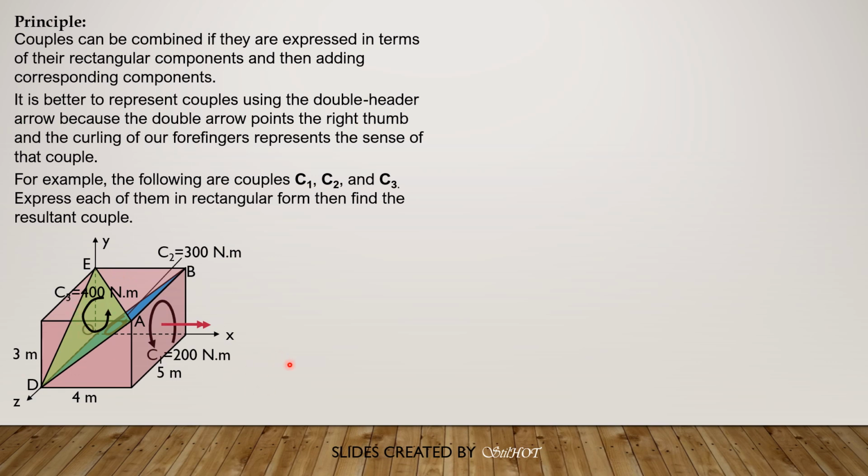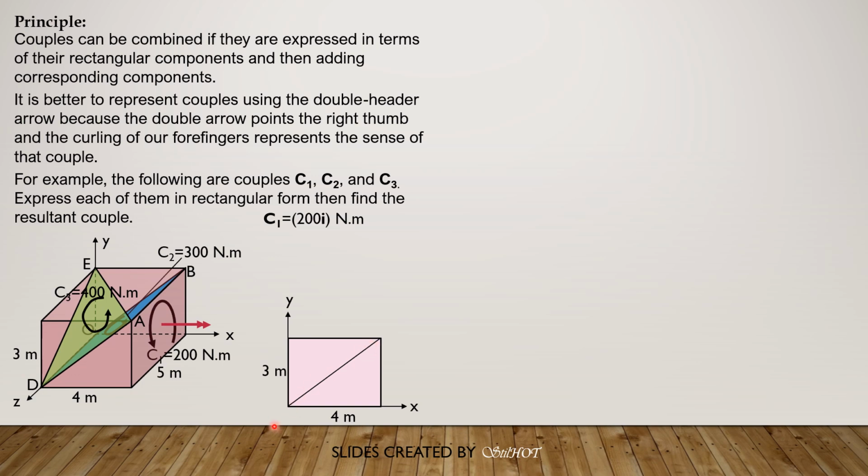So this is the first couple. It is 200i in Newton meter in vector form. Then couple 2 is perpendicular to the plane DABO. So if this is the orientation, this is the X, the Y, then the Z, there's no Z component. The Z axis is pointing opposite to our view direction, so the z-axis is pointing towards us.